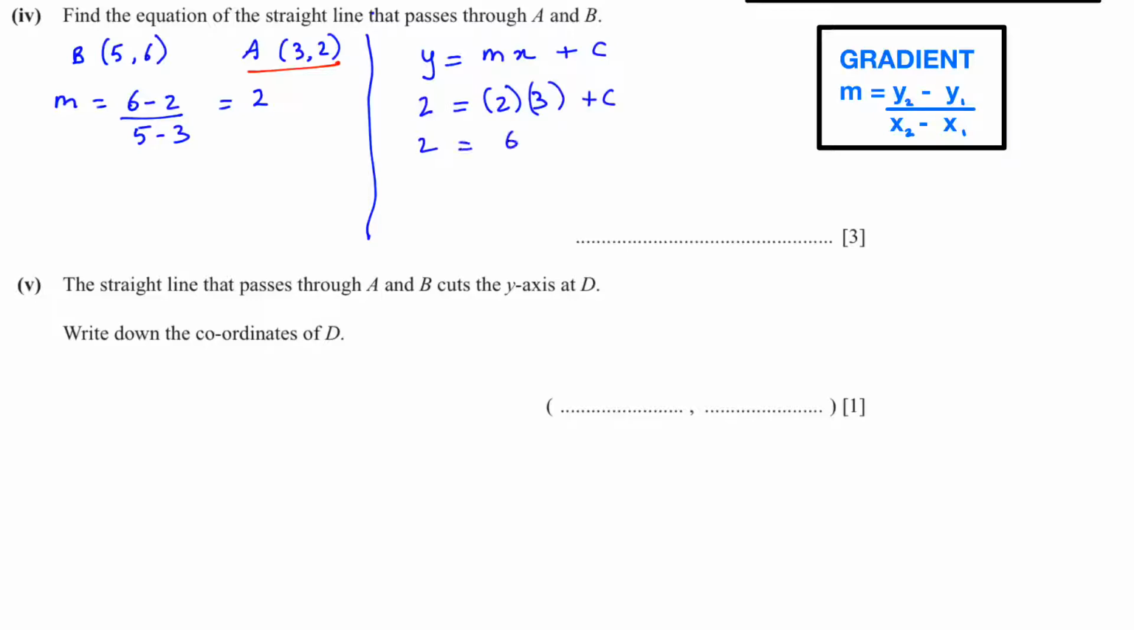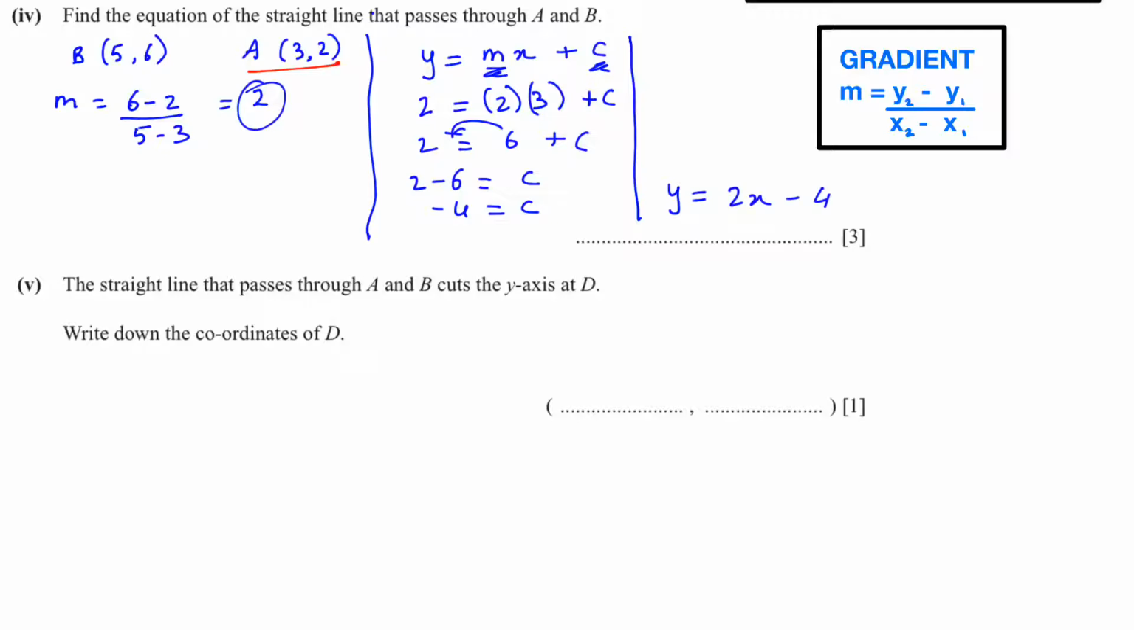2 is equal to 6 plus c. When we bring this 6 here, it will become negative 6. So negative 4 is equal to c. Now that we have found our c, we are going to replace it in the equation. Replace the m and the c. M is 2. So y is equal to 2x minus 4.